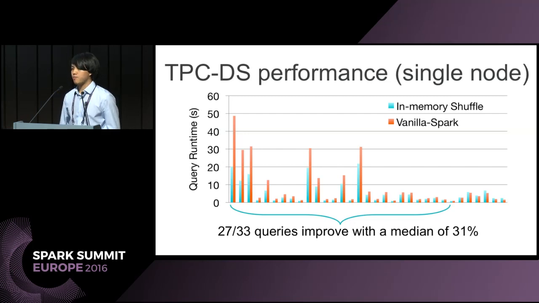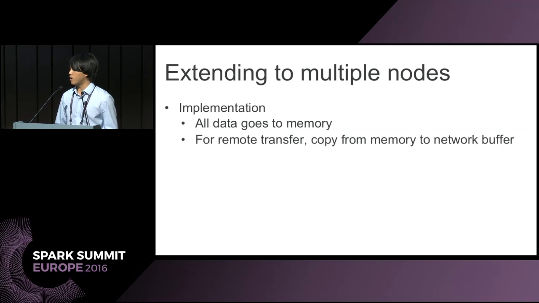So far I have talked about the in-memory shuffle implementation we presented, and we showed that it improves performance on a single node. Of course, you cannot run all those workloads on just one 128-core node. So how do we extend it to multiple nodes that can support more workloads? The extension is quite simple. All the data still goes to memory, and for shuffle across nodes, we just copy from the memory page to a network buffer.